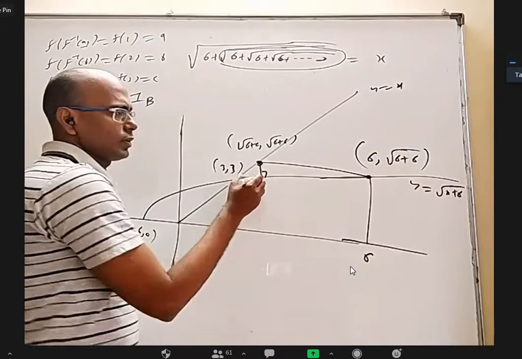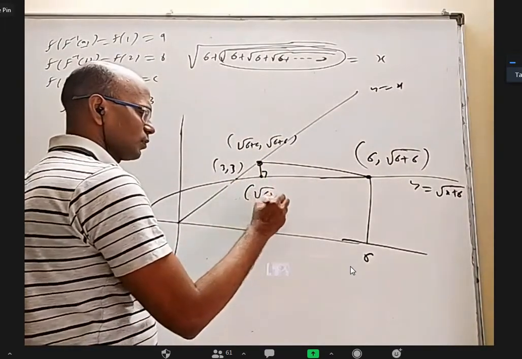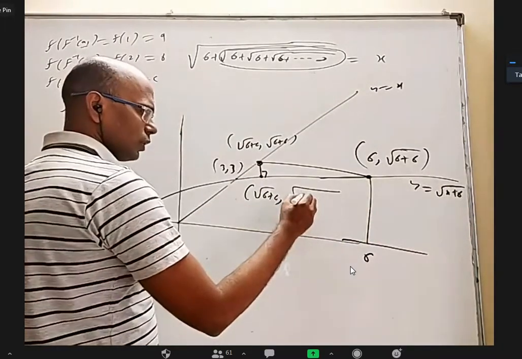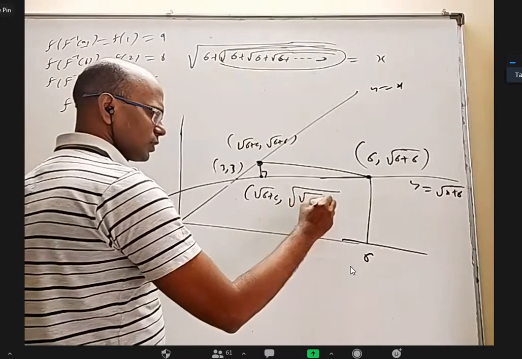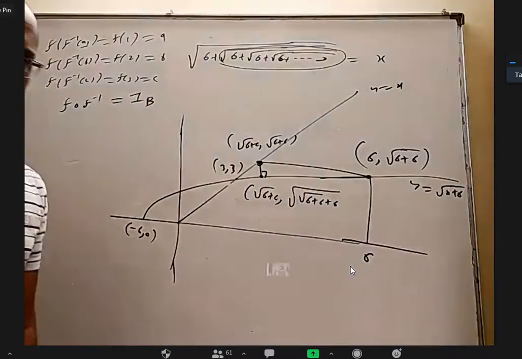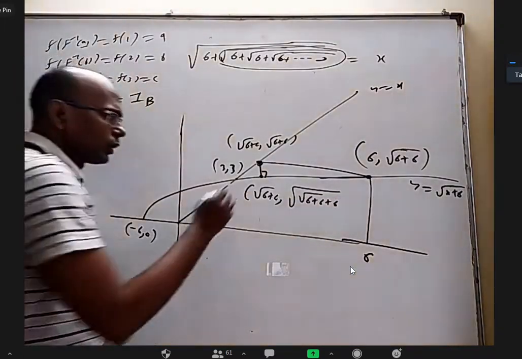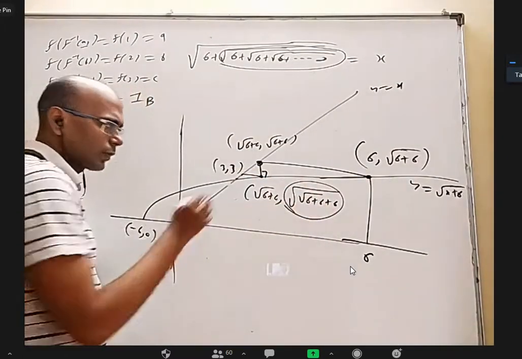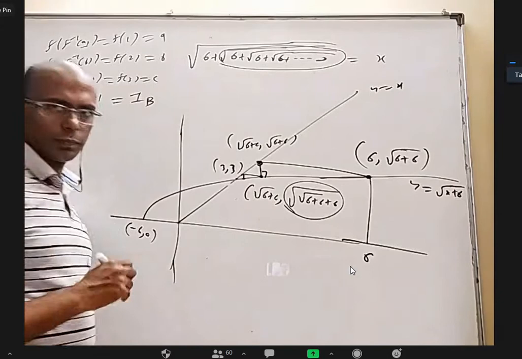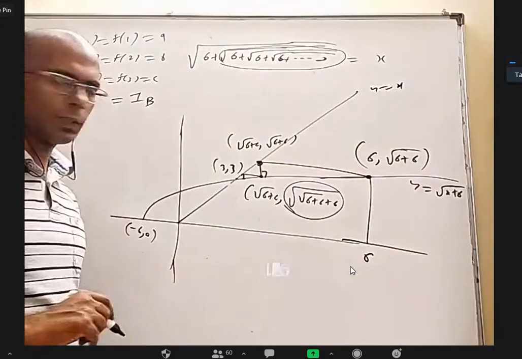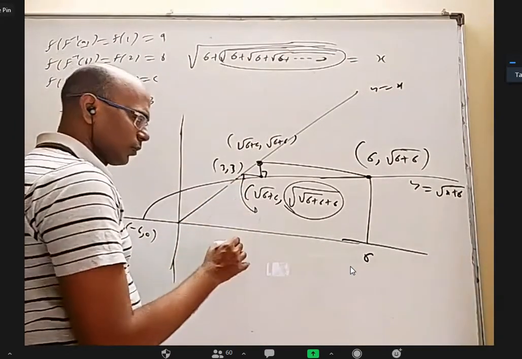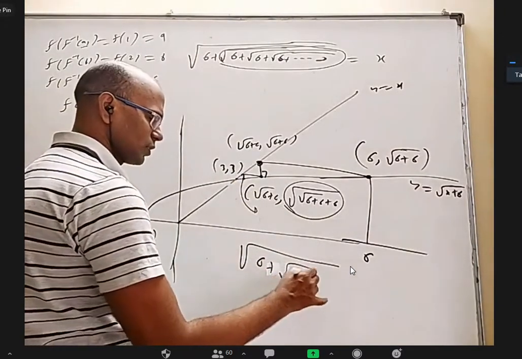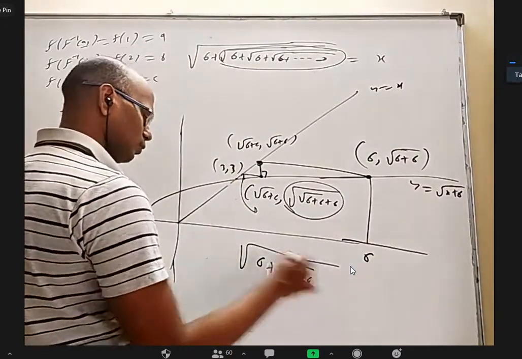Now if I come vertically down, what will happen? Same x coordinate, so that is root 6 plus 6. But for the y coordinate, I have to put it in the curve, which will be root over root 6 plus 6 plus 6. Again, you go horizontally, this will be our x and y coordinate. And you come vertically to the curve. That will be the y coordinate, root over 6 plus root over 6 plus 6.